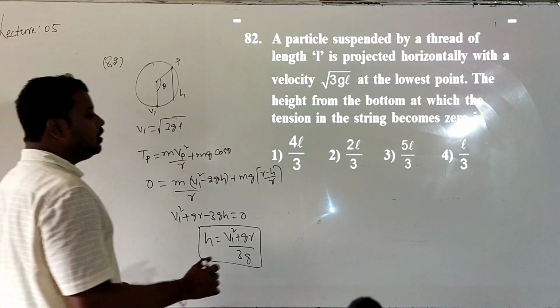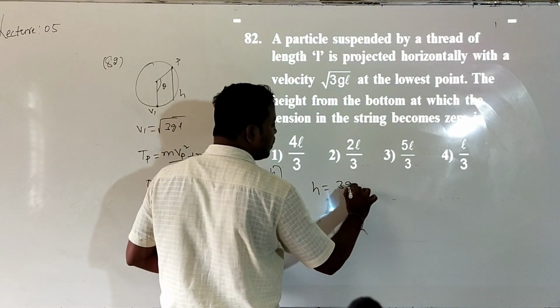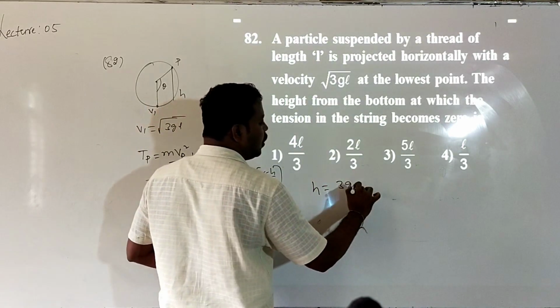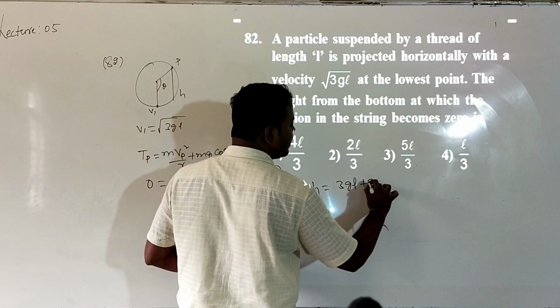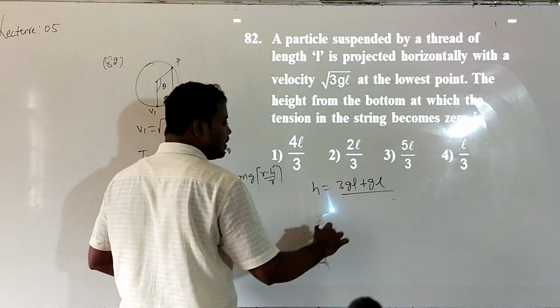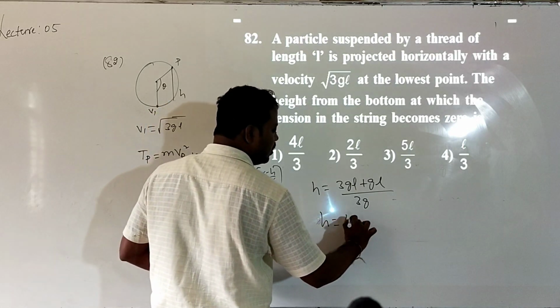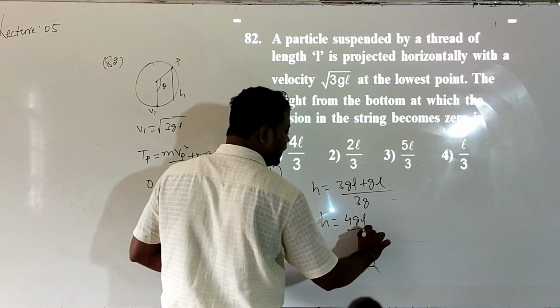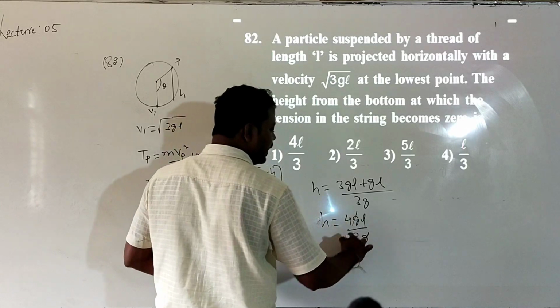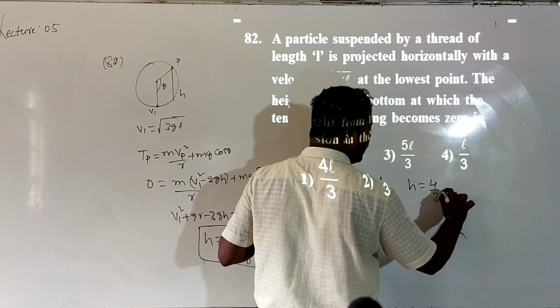Now substitute the value of V1 square. V1 is root 3 g L, so V1 square is 3 g L, plus g L, with radius L, divided by 3 g. So h is equal to 4 g L by 3 g. The g cancels, and the h answer is 4 by 3 times L.